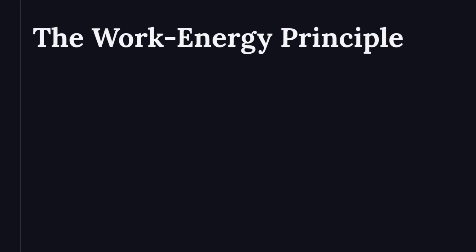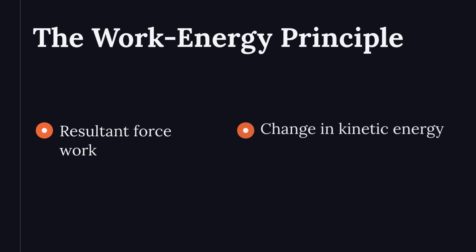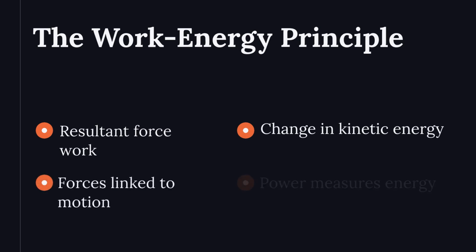The work done by a resultant force equals the change in kinetic energy. This relationship links forces directly to motion. It's useful when acceleration is caused by a force over a distance. Power is the rate at which work is done. It measures energy transfer speed.